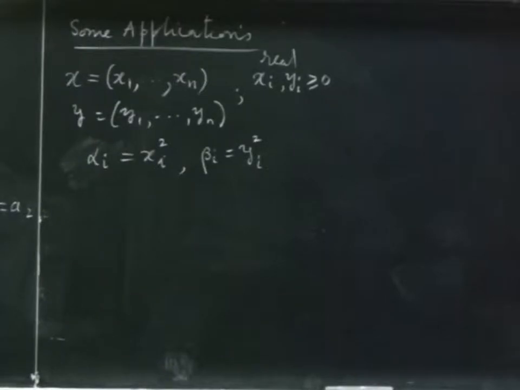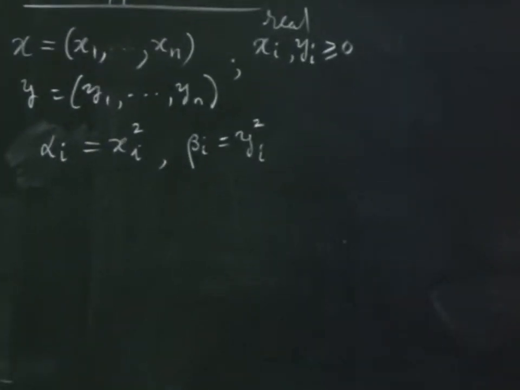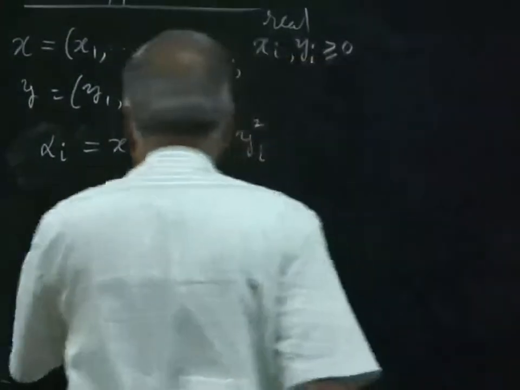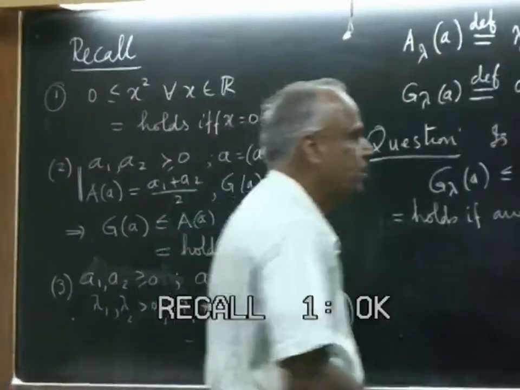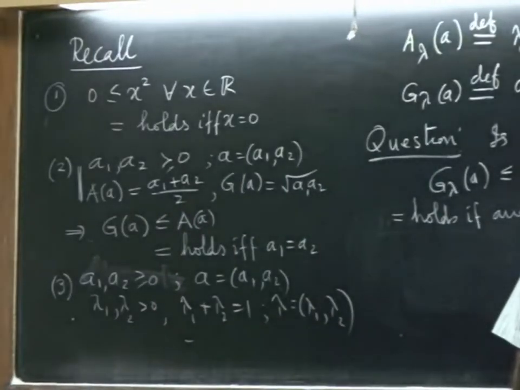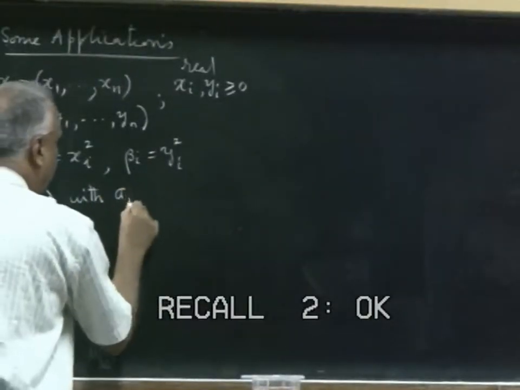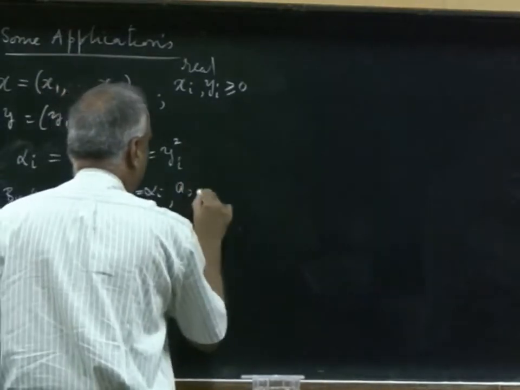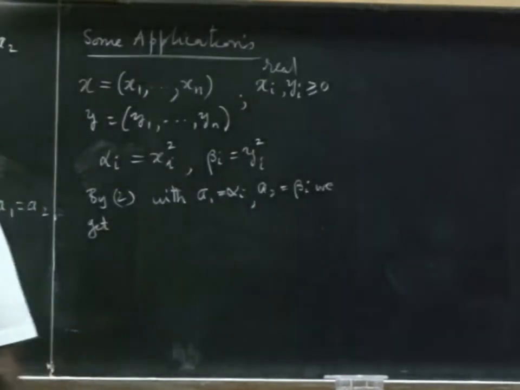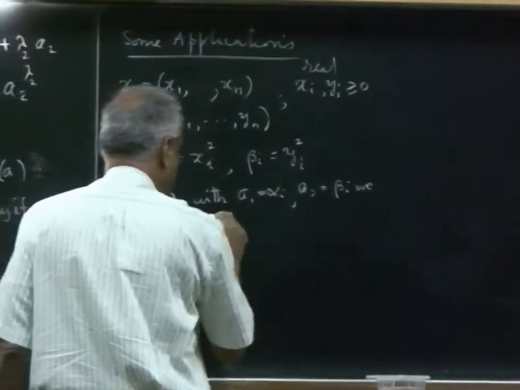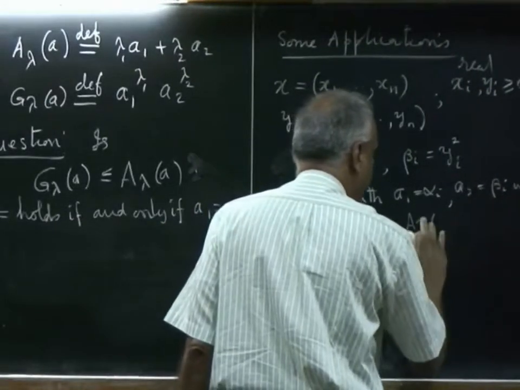Still positive, no problem, everything is positive. Now, alpha I and beta I are positive, so I will take a1 as alpha I, a2 as beta I, and apply the AM-GM inequality. By a1 equal to alpha I, a2 equal to beta I, what do we get? The geometric mean is less than or equal to the arithmetic mean.